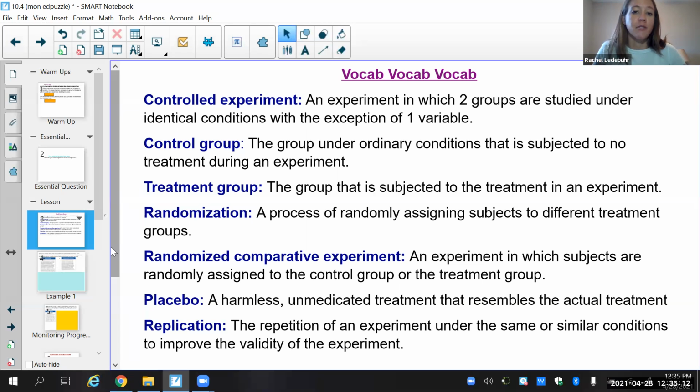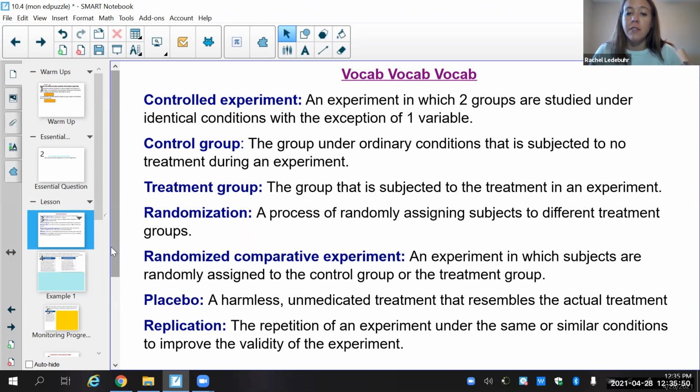Randomization: a process of randomly assigning subjects to different treatment groups. It's kind of in the name, right? So let's add on to that. Randomized comparative experiment: an experiment in which subjects are randomly assigned to the control group or the treatment group. So we are randomly assigning people to either group. That way we can conduct our experiment. Placebo: you may have heard of the placebo effect, right? It is a harmless, unmedicated treatment that resembles the actual treatment, but is not the treatment at all, right?